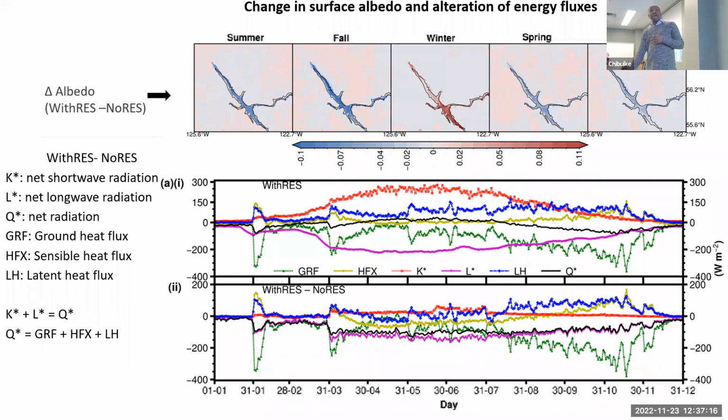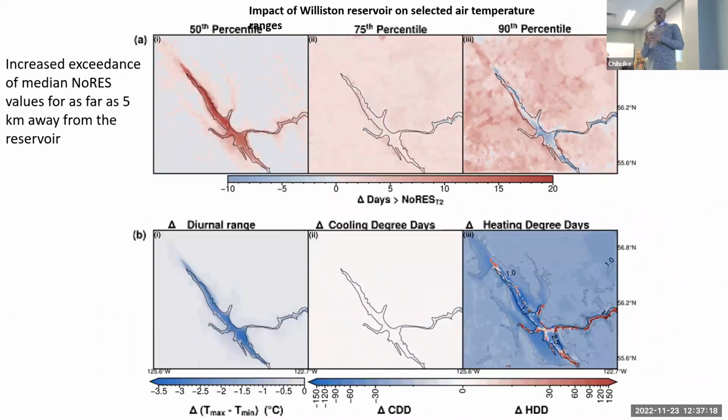And for that reason, when you look at the whole effect, you find that generally there is an increase in the frequency of warmer days. For instance, what number of days exceed the median of the no-reservoir value? You find that it's up to like 5 days that exceed the median of the no-reservoir case. But because this is temperature, it's not as if the increase in temperature is so discomforting.